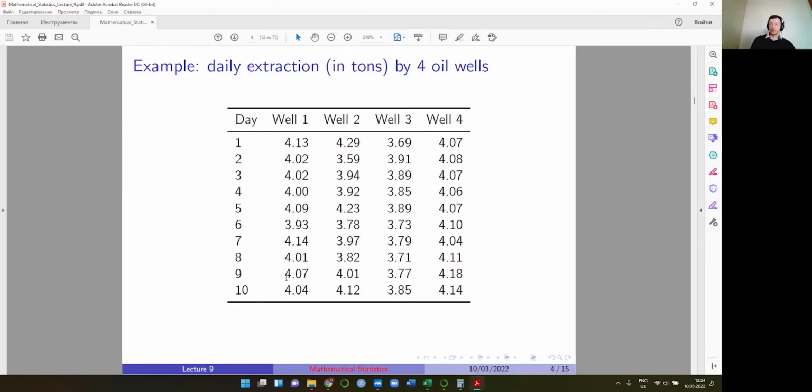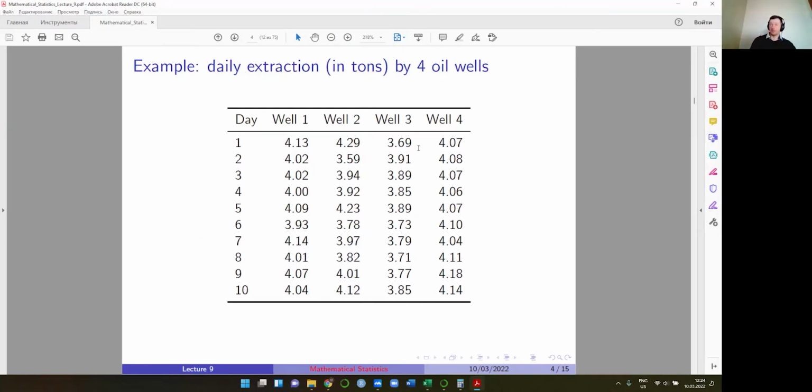And what do we want to know? We want to understand whether there is enough evidence in this data to claim that some particular well, for example, well number 3, because you can note that all numbers here are more or less lower than the others. These numbers are around 4 tons, and this, for example, is less than 4. Is this observation enough to claim that well number 3 is less productive than the others? That's the question.